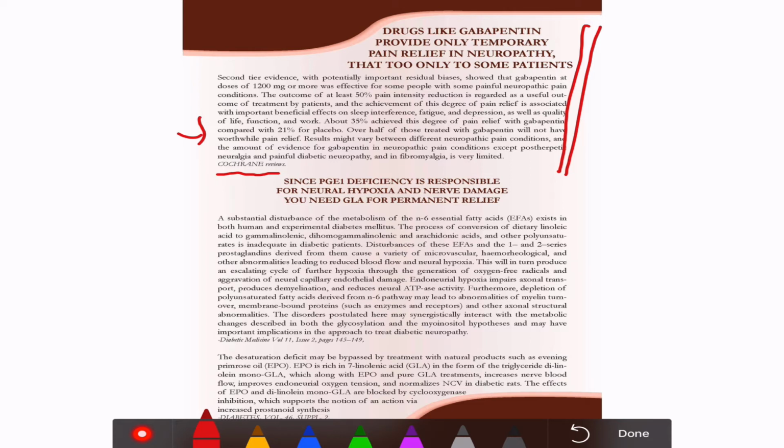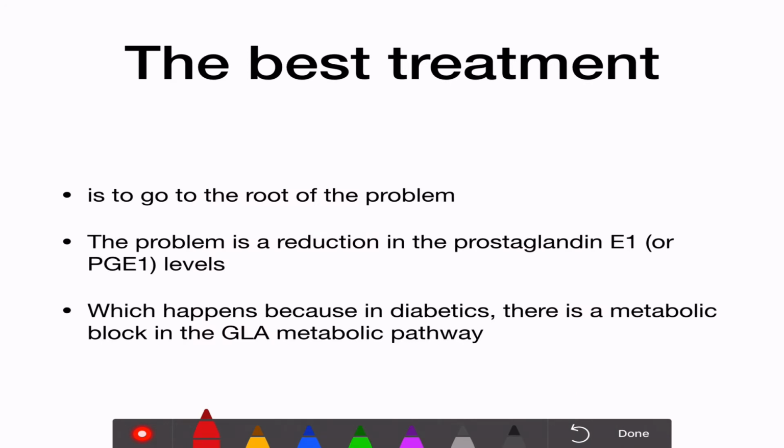So if gabapentin is useless, the best way to treat neuropathy is to go to the root cause of the problem. And the root cause of the problem is the reduction in the prostaglandin E1 levels, or PGE1 levels. This happens because in diabetics there is a metabolic block in the GLA metabolic pathway. The GLA metabolic pathway is the metabolic pathway used to produce PGE1, but in diabetics there is a block in this metabolic pathway.